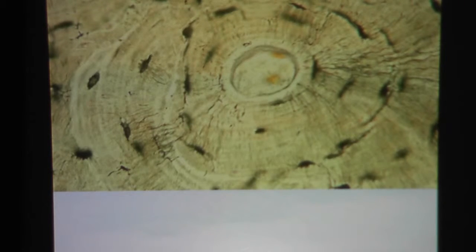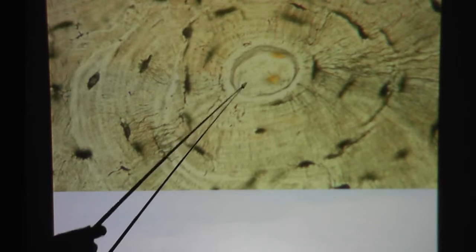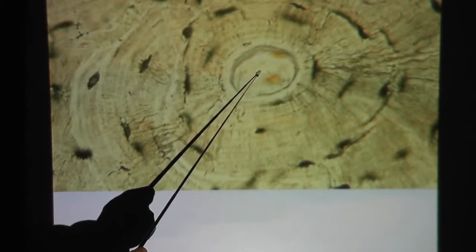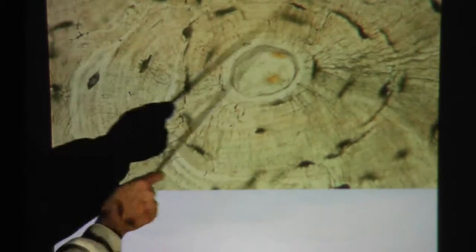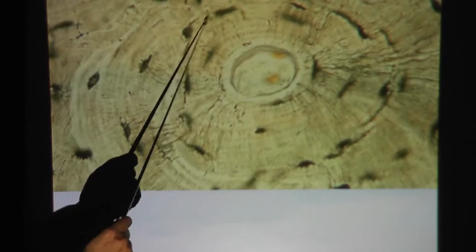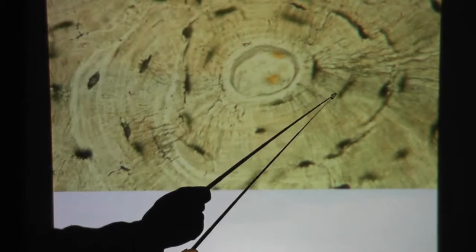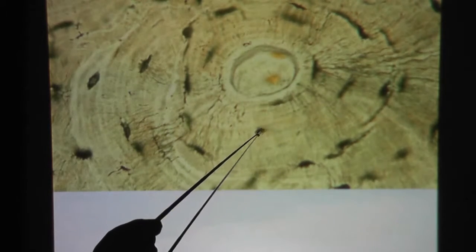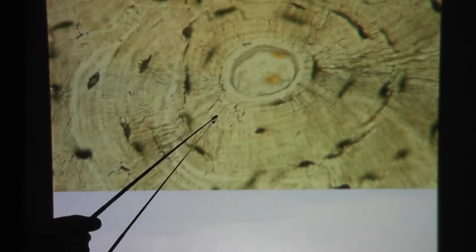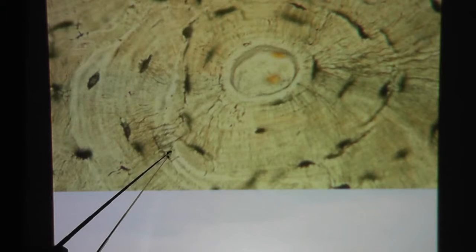Another view of bone. Okay, hopefully you get the hang of it now. Make sure you understand central canal, and the lamella around the central canal. This whole thing is one osteon. These little things here would be lacuna in which we find osteocytes. And then the fine lines radiating out would be the canaliculi.